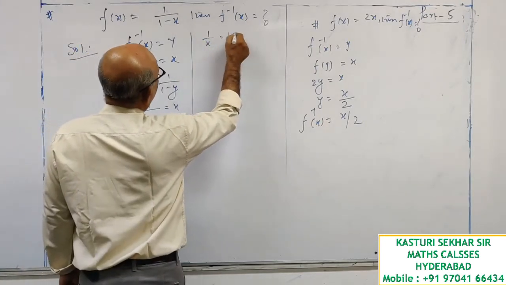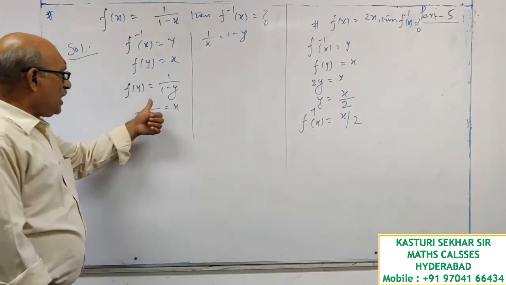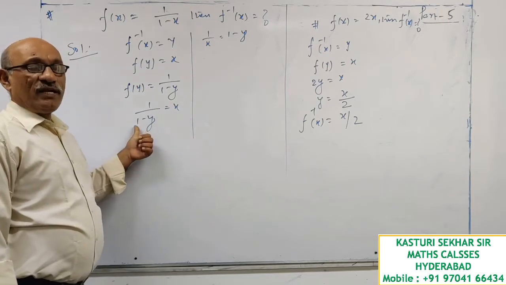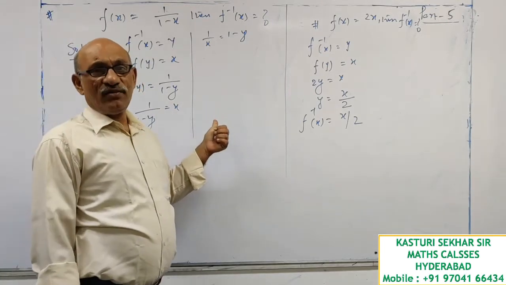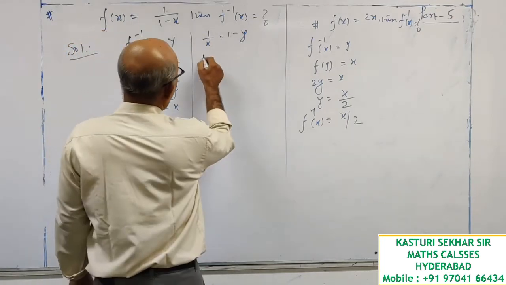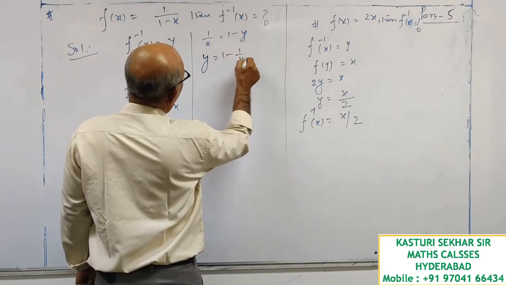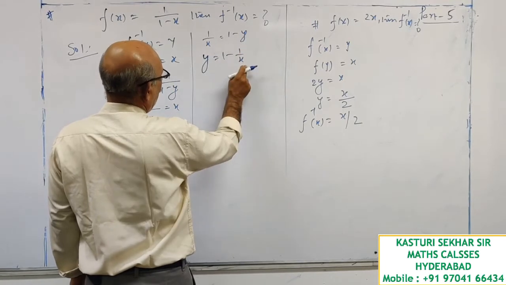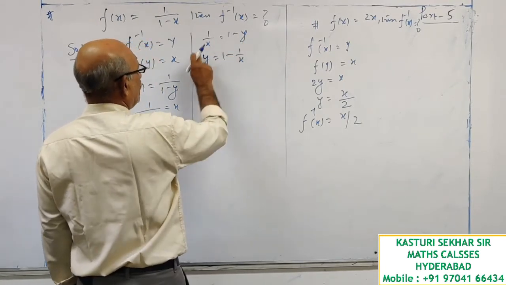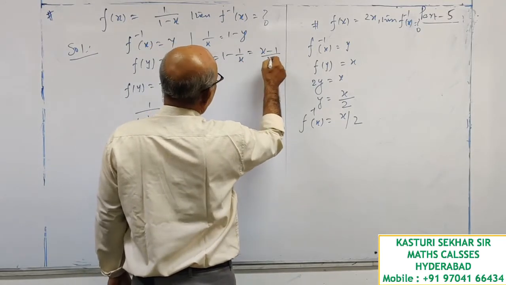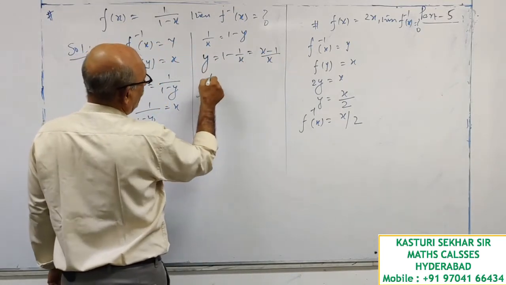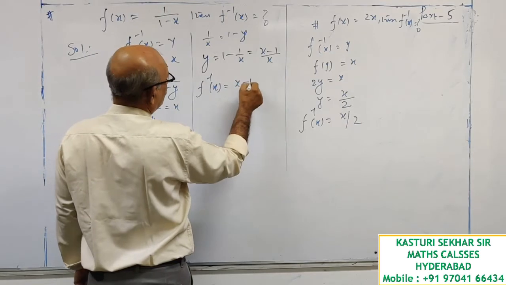1 by x is equal to 1 minus y. Take x to the left hand side, it will go to the denominator. Take 1 minus y to the right hand side, it will go to the numerator. y is equal to 1 minus 1 by x. Bring this minus y to the left hand side, take 1 by x to the right hand side. Now y is equal to f inverse x.